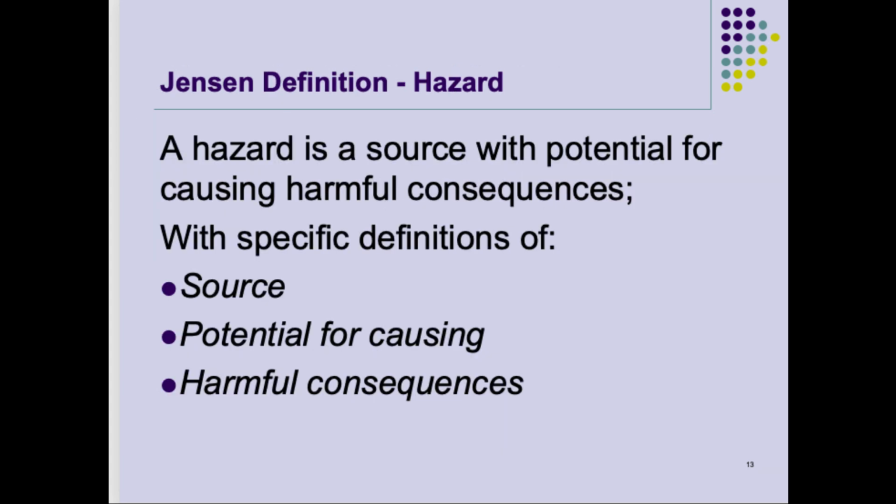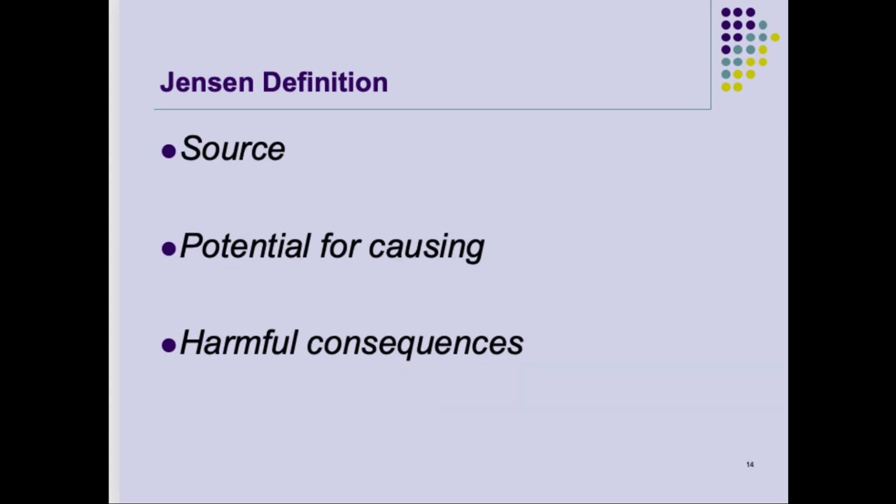This is the overview. A hazard is a source with the potential for causing consequences. And not the horse, but the source has specific definitions associated with it. And that's the word source, the potential for causing, and it is those harmful consequences. And so we're going to want to be able to define each one of these by the time we get through at least the first 2 chapters of our book.